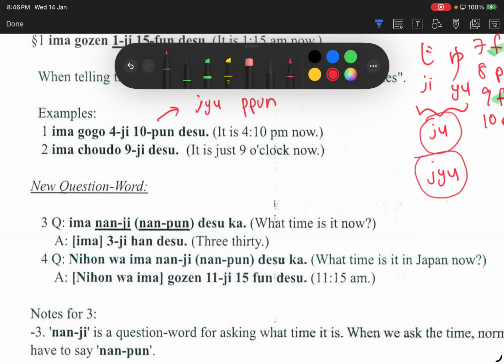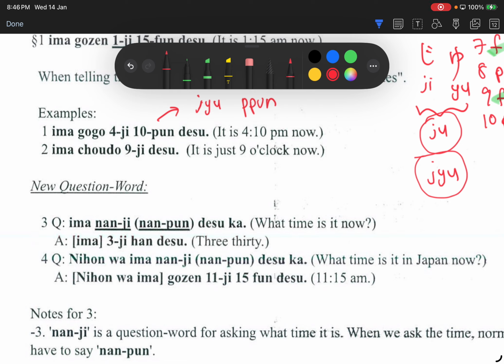Alright, number 3. Nanji. Nan is what, right? Ji is o'clock, so what o'clock? Nanji. Then what minute? Nanpun. It's the P-U-N. Don't be mistaken by F-U-N. When I ask you for the time, do I ask you for the minutes as well? For example, I ask you, now is what o'clock? Do I say now what o'clock, what minute? No, right? In Chinese, we don't say that either. So naturally, people only say nanji.